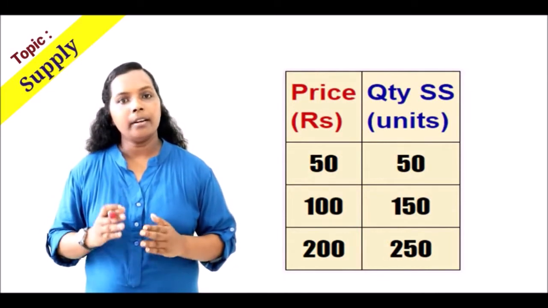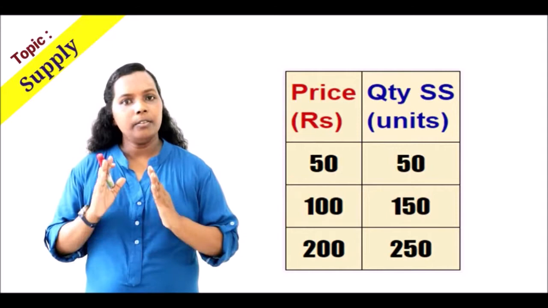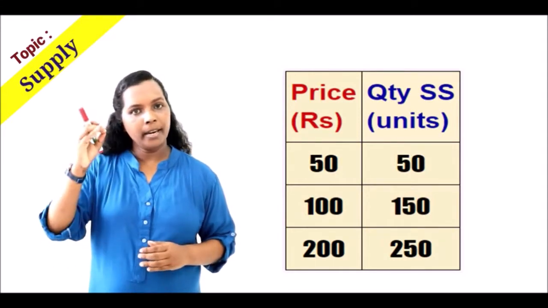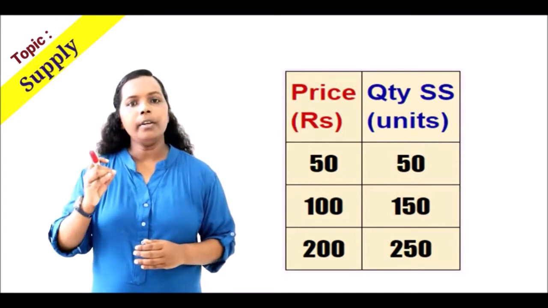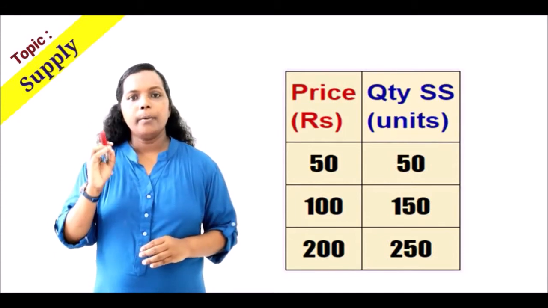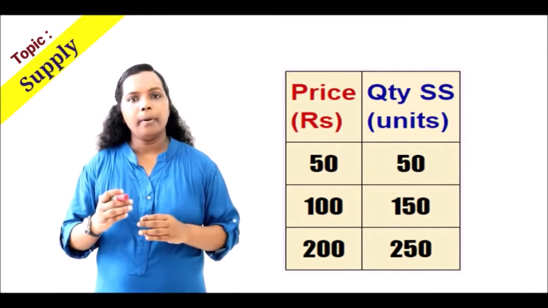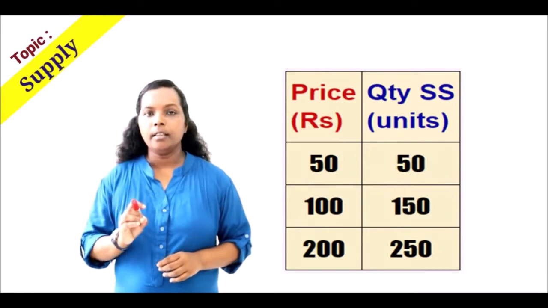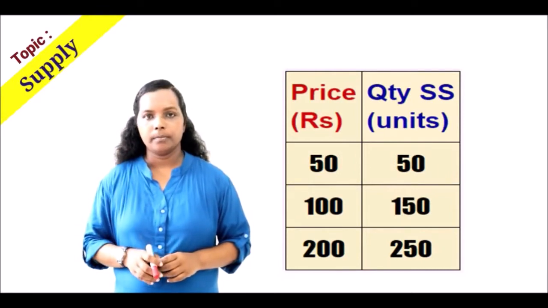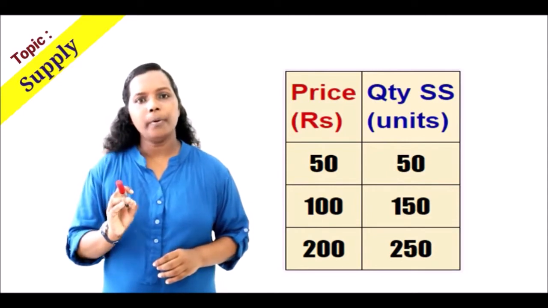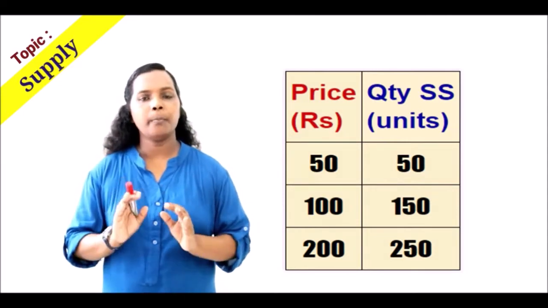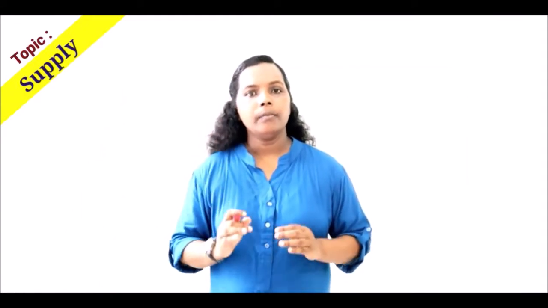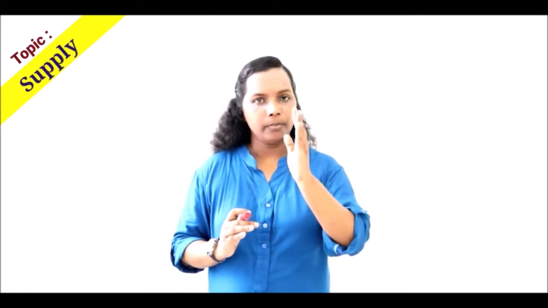When the price of bag rises, Ali will be eager and willing to supply more quantity of bags to the market. When the price rises, he can earn more revenue and profit. But when the price of bag falls, Ali supplies fewer bags to the market because he won't be able to earn more revenue and profit. So, the price of the product and its quantity supplied are positively related. That means, when the price of a good falls, the quantity supplied of the product will fall.